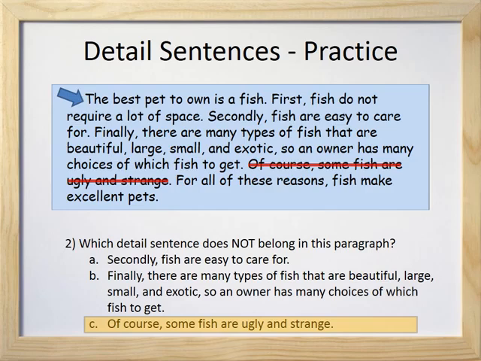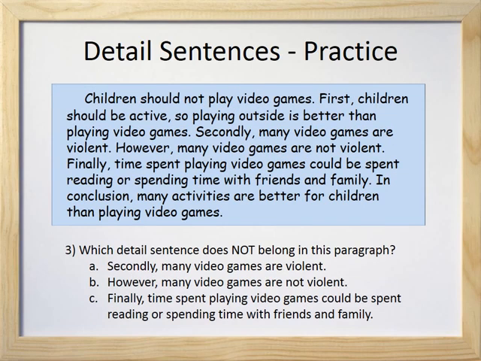So that sentence doesn't belong. Sentences A and B both do give us reasons why the best pet to own is a fish. So those sentences do belong in the paragraph. Question 3. Which detailed sentence does not belong in this paragraph? The answer is B. However, many video games are not violent.